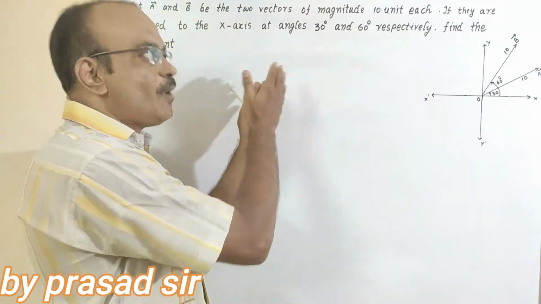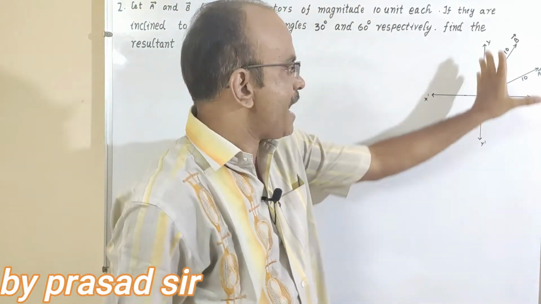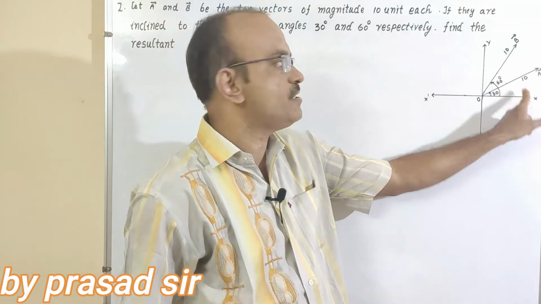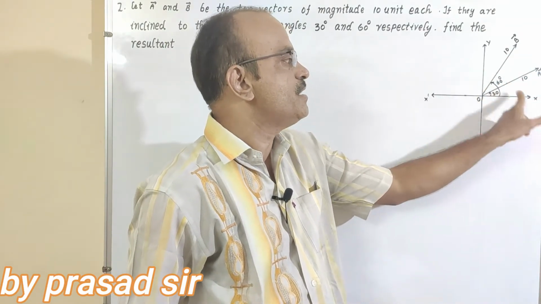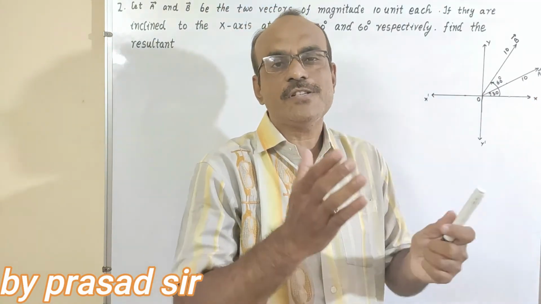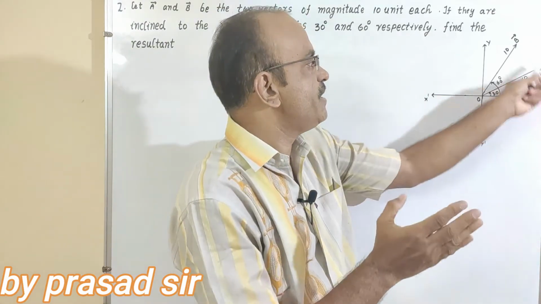To solve this one, we have to represent the question diagrammatically. So, I represented it like this. Vector A makes 30 degrees with the x-axis, vector B makes 60 degrees with the x-axis. Now, to find the resultant, first of all we need the angle between A and B.